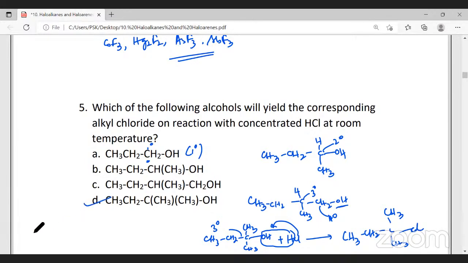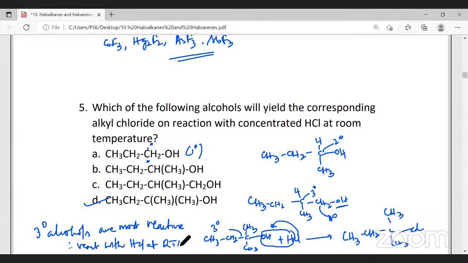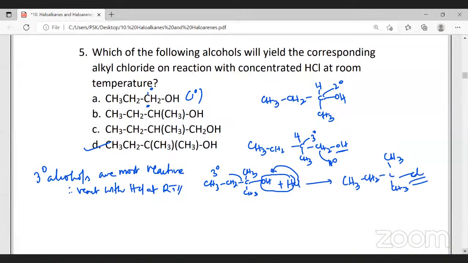You should remember tertiary alcohols are most reactive, therefore they react with HCl at room temperature to form the major product. Followed this, Ajay?